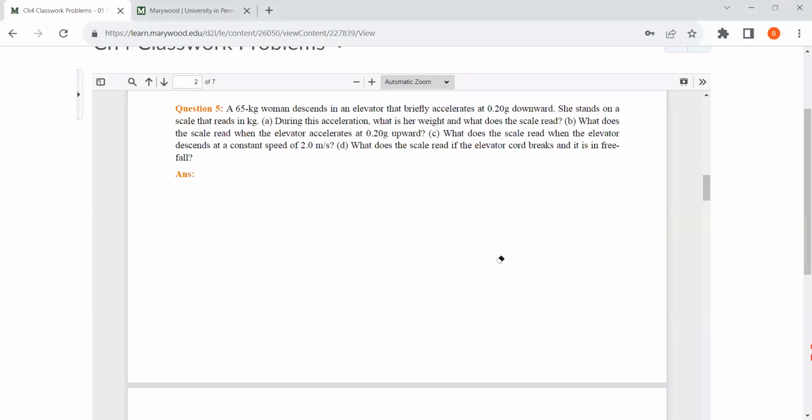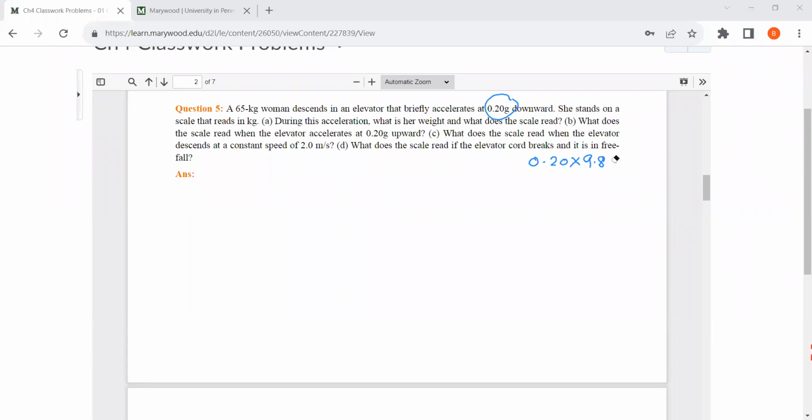Next problem. It says that a 65 kilogram woman descends in an elevator that briefly accelerates at 0.20 times the gravitational acceleration downward. Here the acceleration is given in terms of the gravitational acceleration, 0.20 times 9.8. So this is the acceleration.